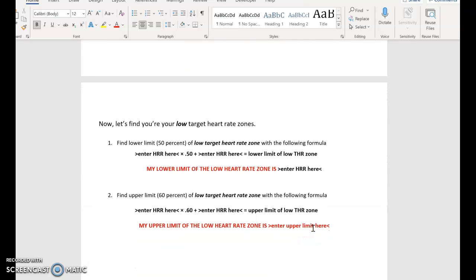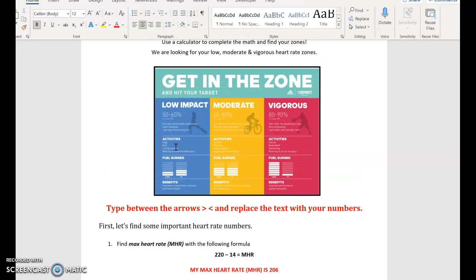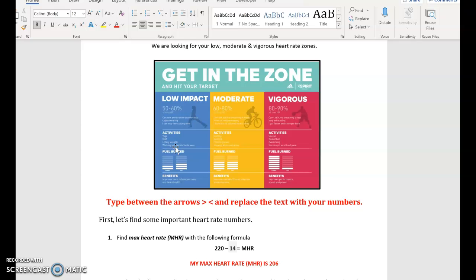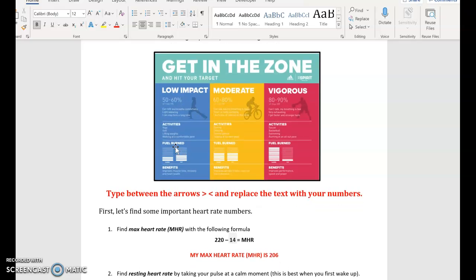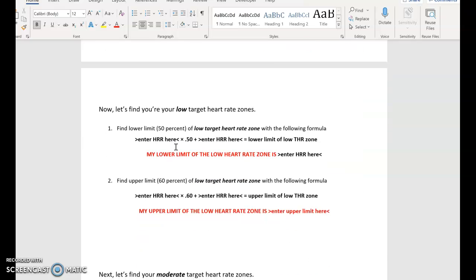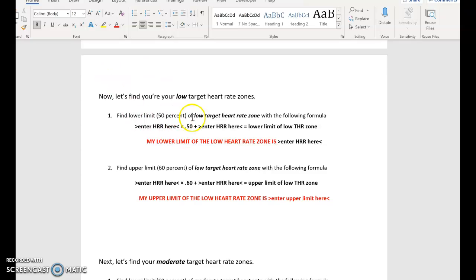So first you're going to see that we're finding our low target heart rate zone. To find your lower limit, 50%, if you remember from this chart above, your low impact zone is 50 to 60%. So we're going to look for 50% of our max heart rate. To find the lower limit, 50% of the low target heart rate zone, we're going to use the following formula. Enter your HRR here.